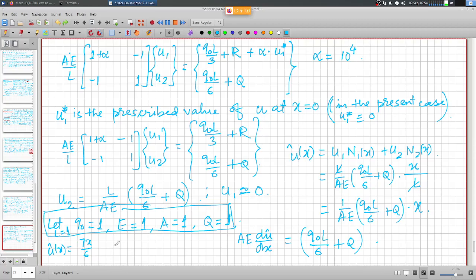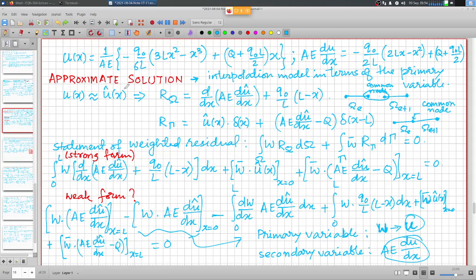and AE times du by dx is equal to 1 by 6 plus 1, so again 7 by 6, so that of course follows from here. And the exact solution, if we substitute these values all to be equal to 1, then we will find what we get. Let us just try to plot it.